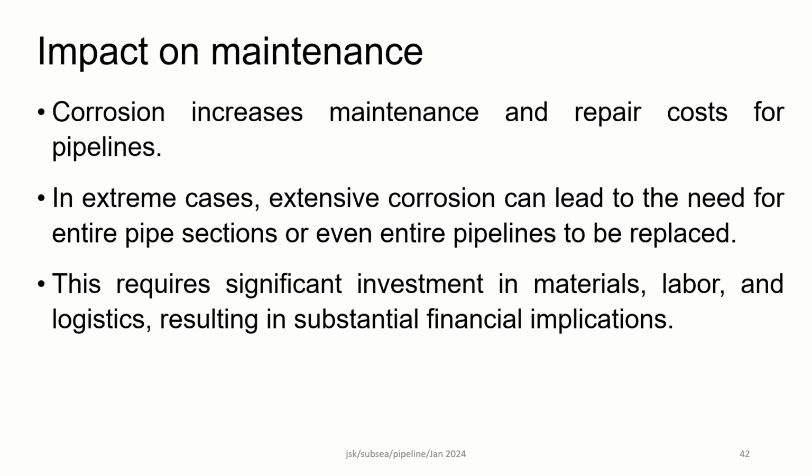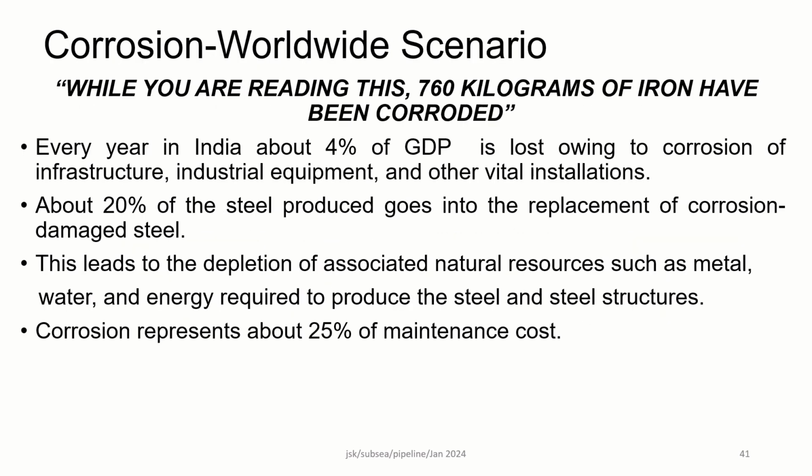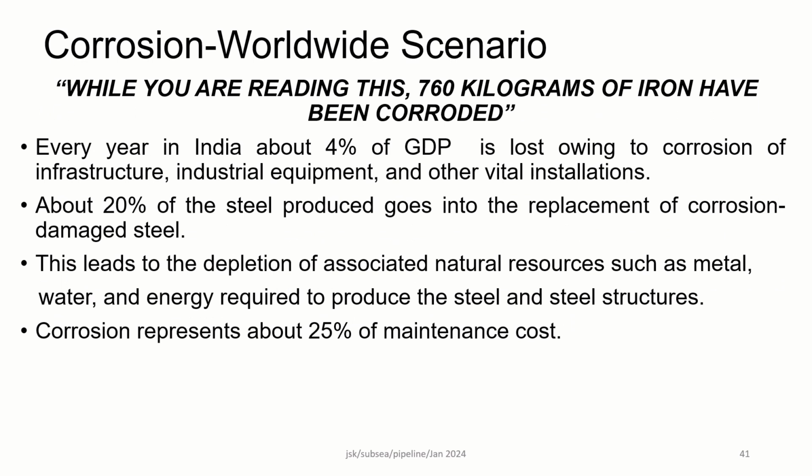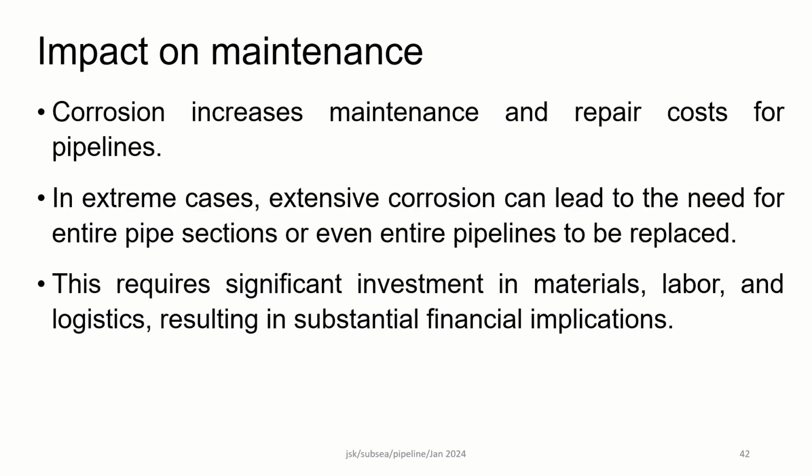Every year in India, around 4% of GDP. These figures were shown sometime back in some of the magazines. About 80% of steel produced goes into the replacement of corrosion-damaged steel. This leads to depletion of associated natural resources such as metal, water, energy. Corrosion represents about 25% of the maintenance cost. Corrosion increases maintenance and repair cost.